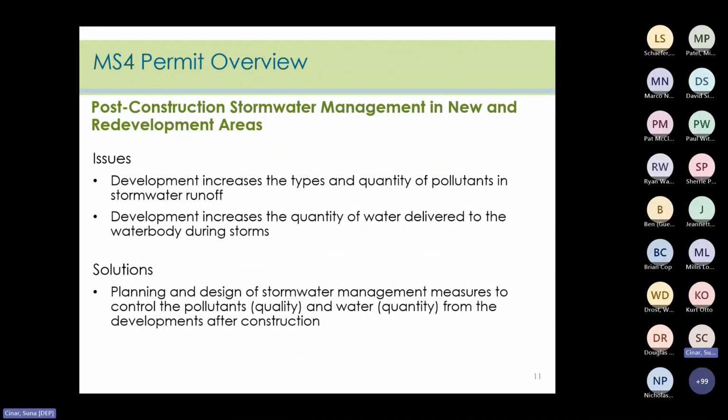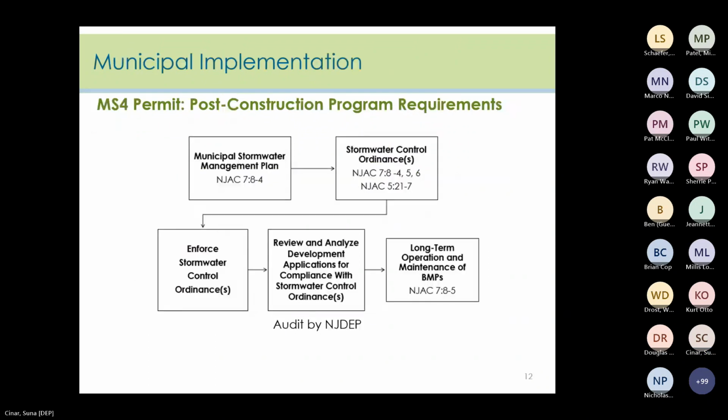So let's take a look at what those requirements are. Each of the elements required as part of the post-construction program are represented by a box on this slide. The top level contains elements that are already in place for existing Tier A municipalities. Under N.J.A.C. 7:8, which is the stormwater management rules, every municipality is required to have a municipal stormwater management plan. More detail of the elements in that plan are specified in subchapter 4 of 7:8.